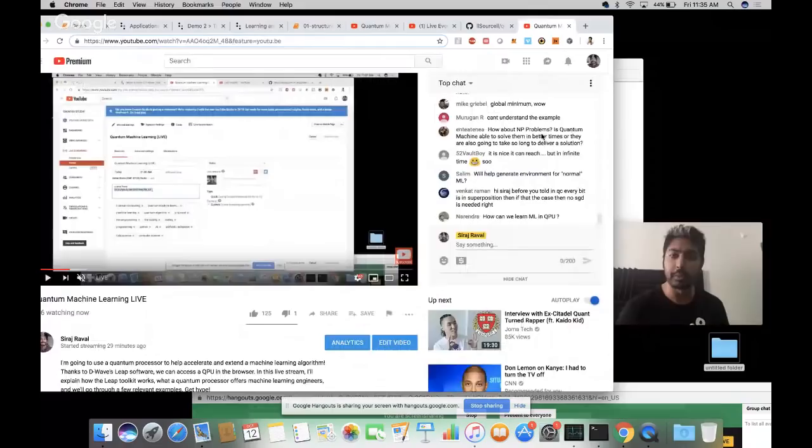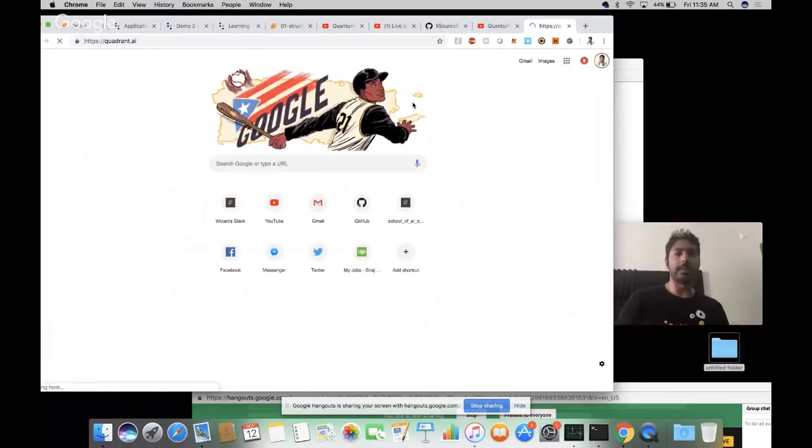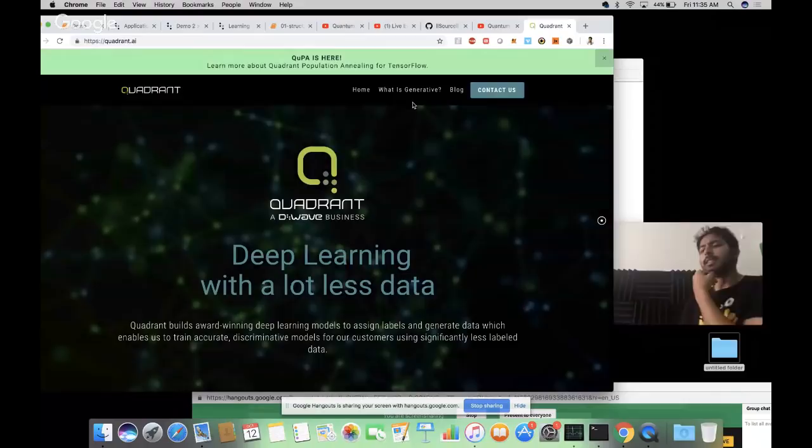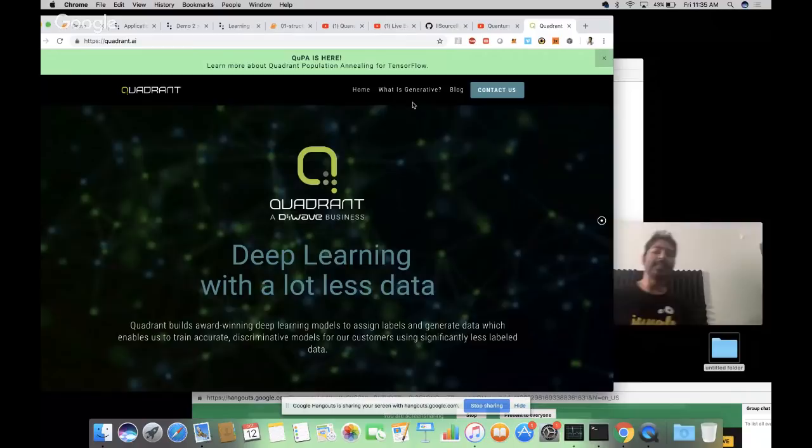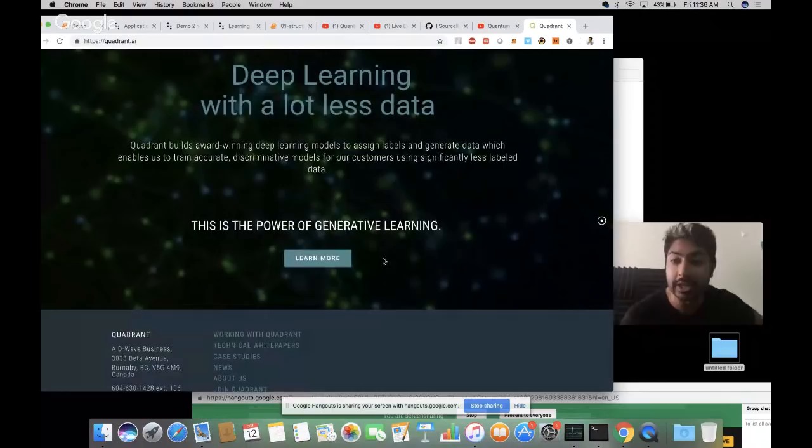How can we learn ML on a QPU? So it turns out, check this out. I'm gonna blow your mind in a second. Check out this website, quadrant.ai. Deep learning with a lot less data. What is this? This is a D-Wave business. Okay. The power of generative learning. You have my attention. You have our attention.